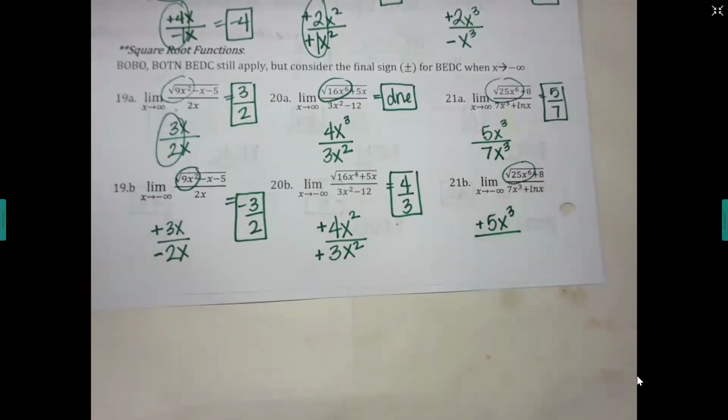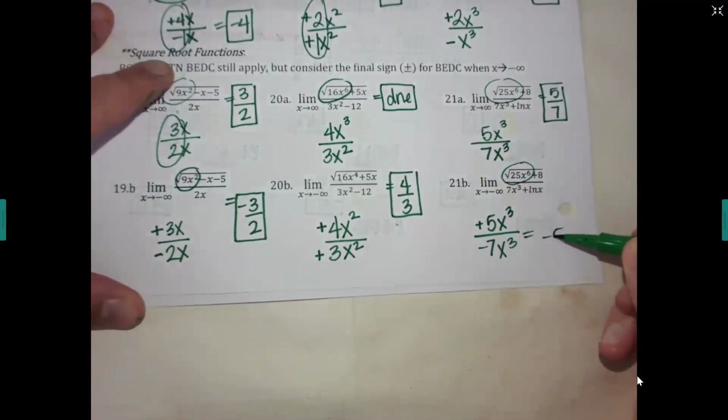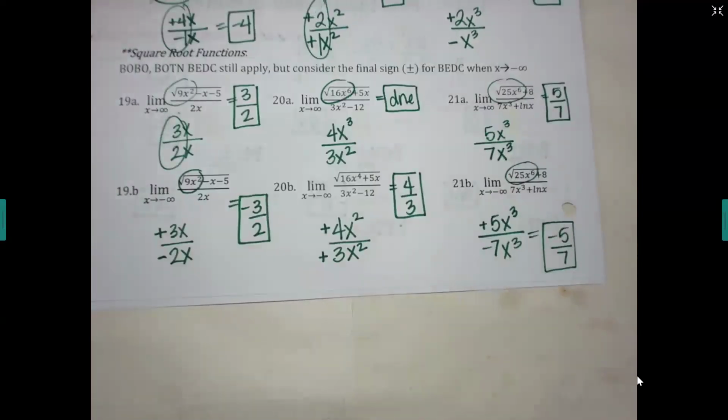Okay, now let's talk about on the bottom. I'm taking my negative and I'm raising it to the 3rd power. How will the 7 come out? Negative. Which means that that one's going to give me negative 5/7. Okay, so far are you doing okay? Yes. Okay. Good. All right.